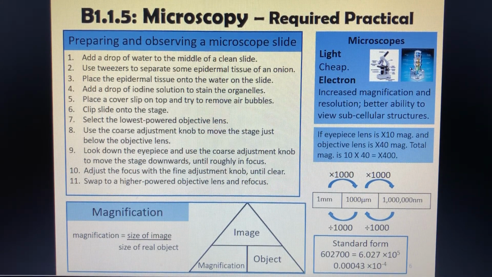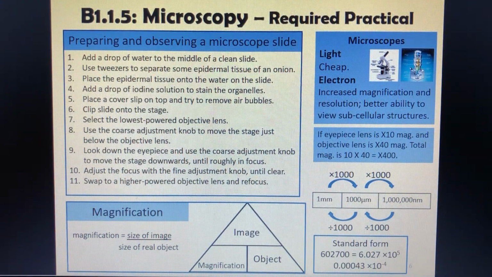They're called light microscopes because they have a light in the base which we shine up onto the slide, which allows us to see what we're looking at. The good thing about these is that they're cheap, but not great resolution or magnification. We can't see too much beyond the cell wall and the nucleus.